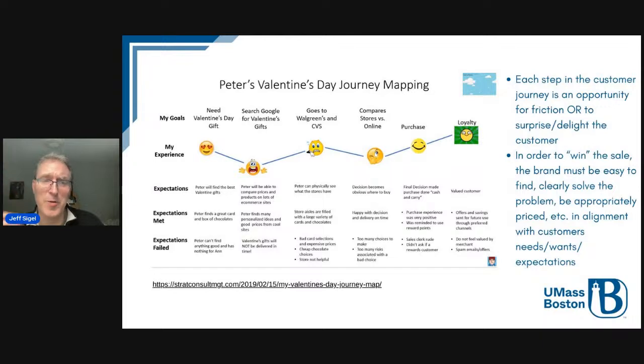Expectations failed. If you're looking at the product, might be product is terrible. When you open the package, there wasn't very much in it. It looked much bigger than it really was. Those kinds of things. So did I have a great experience? And if I have a great experience, I'm going to repeat that next year, or I might even repeat it for Easter or some other holiday.